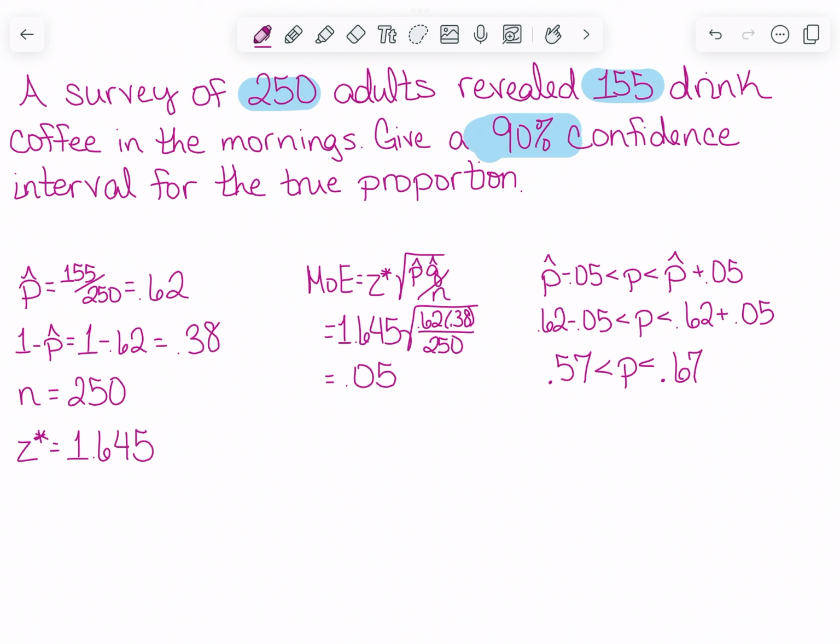Using our value of 0.62 for P hat, we get 0.57 and 0.67. So the true proportion will be somewhere between 57% and 67%.